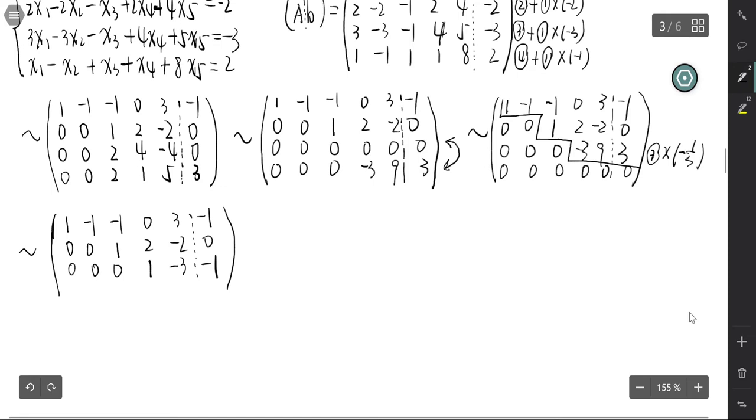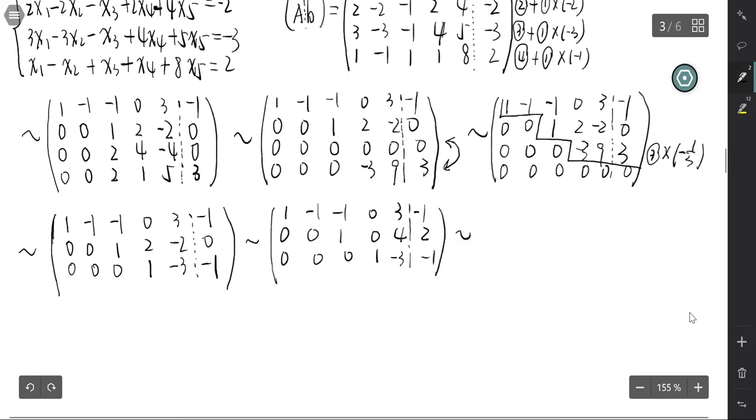Now this pivot number has non-zero numbers above it. So from the row echelon form to the reduced row echelon form, we start from the last pivot number and then go to the left. From the last one, the third row times negative 2 is added to the second row. Negative 1. So this is 0, 0, 1, 0 times negative 2. So that's 4, that's 2. And 0, 0, 0, 1, negative 3, negative 1.